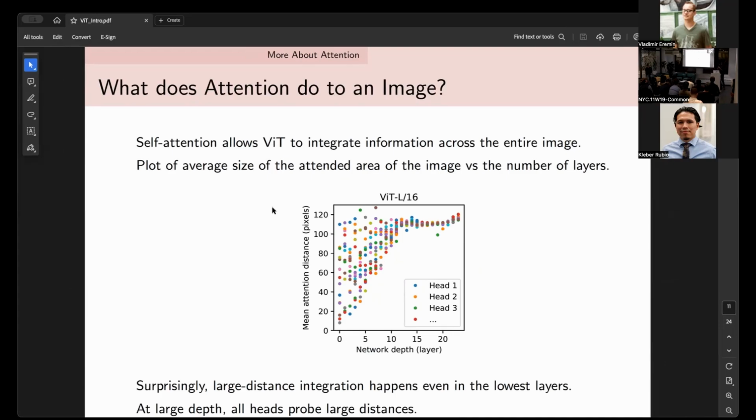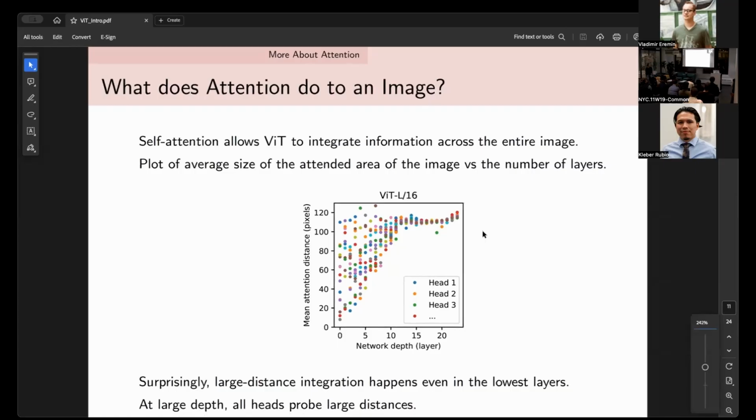So one would think that when it starts out with neighboring layers, some neighboring patches, and as you increase the number of layers, you're actually going out in the wild. But what they showed in their paper is that that's not the case for all the heads. All these different colors are for different heads. If you follow, for example, the green head, head 3, you see at a relatively early time, it goes all the way up to a very, very high distance.